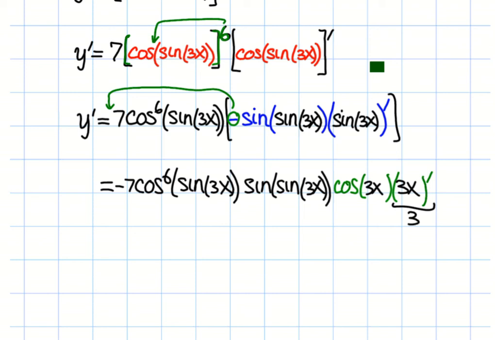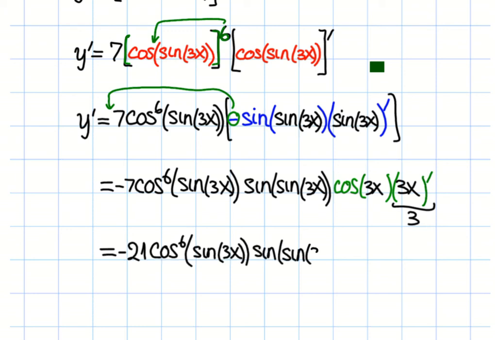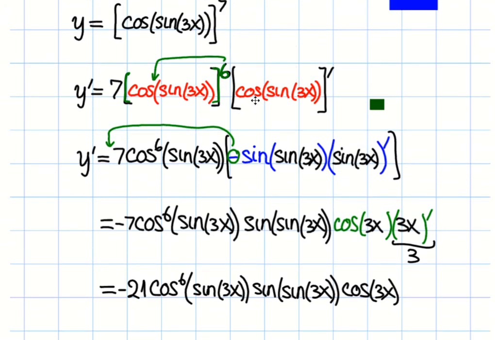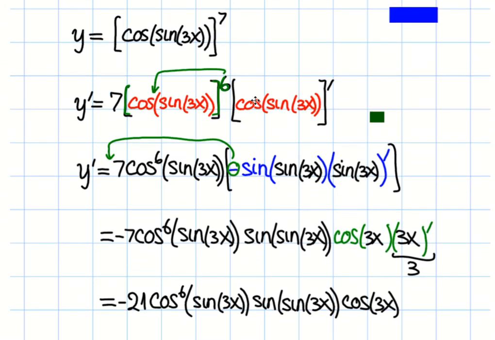So we take that 3 multiplied with the negative 7 in front of it. We will have negative 21 cosine to the 6th power of sine of 3x, sine of 3x, cosine of 3x. And that's the derivative for that problem, for that function.